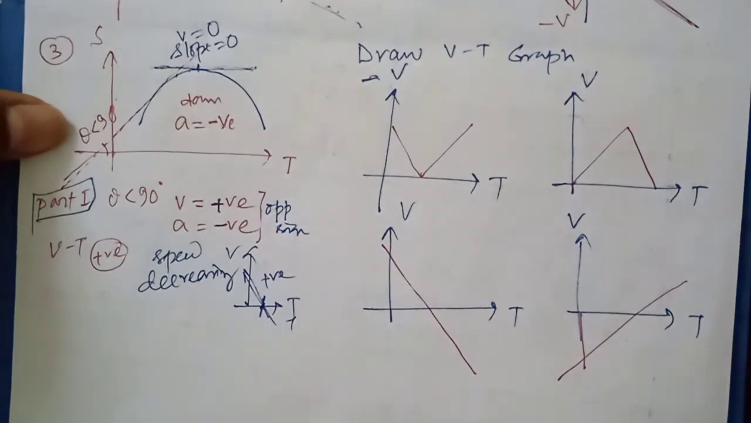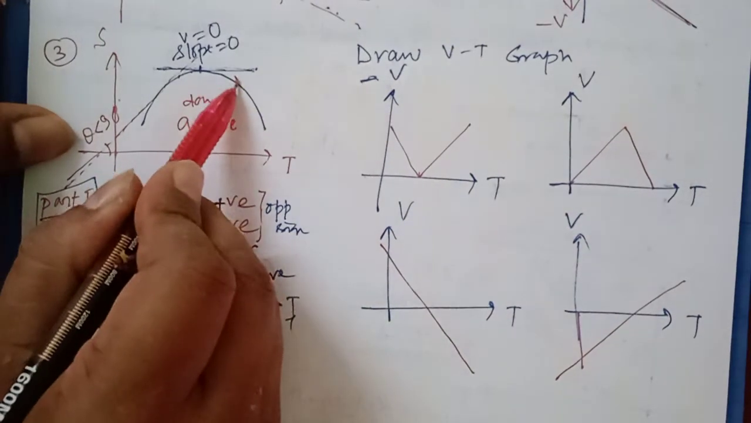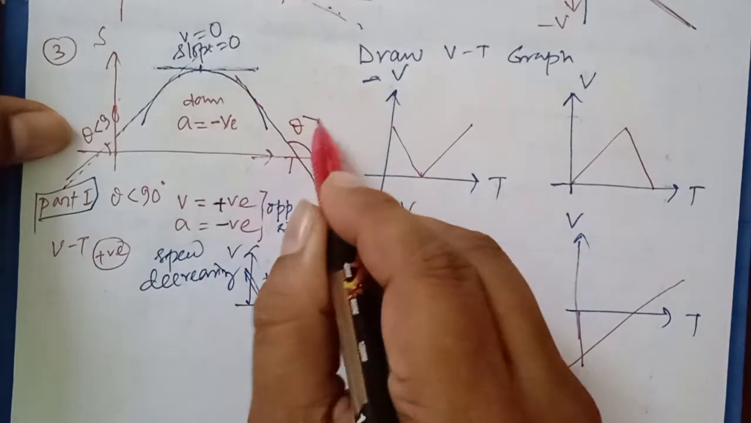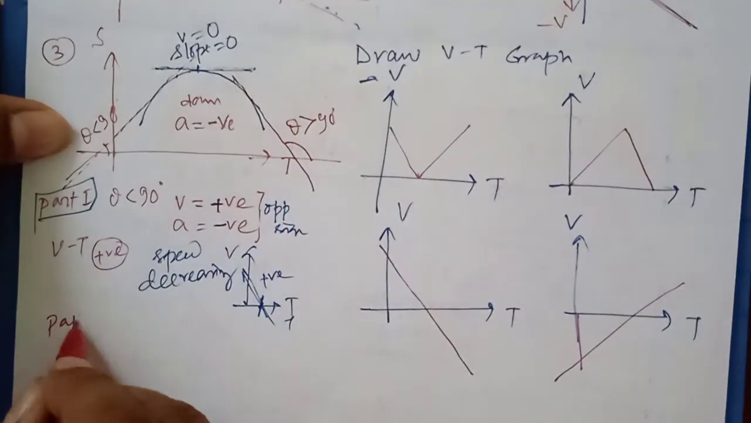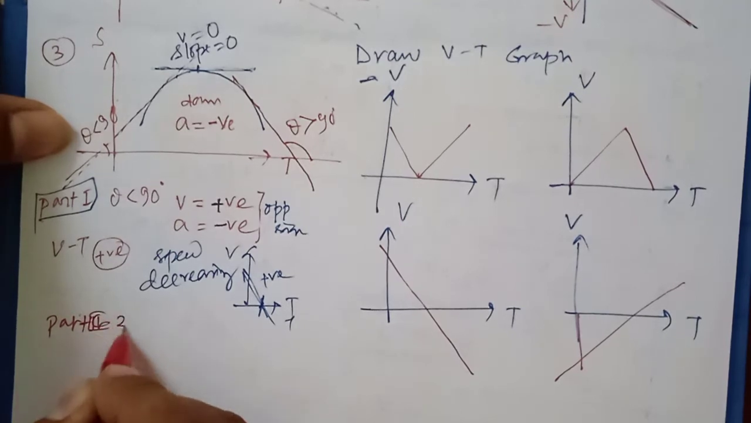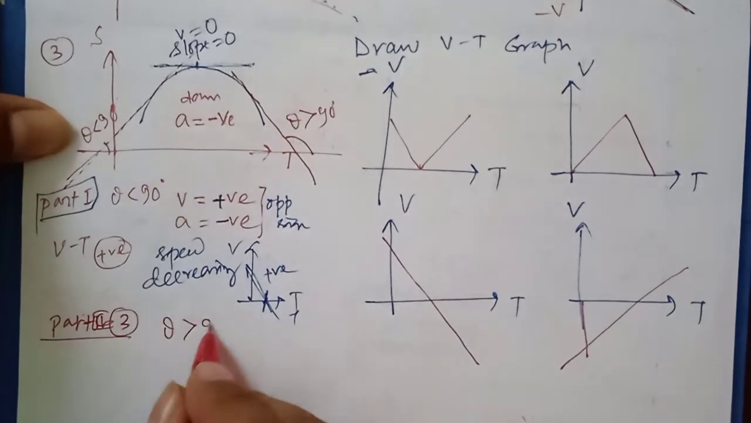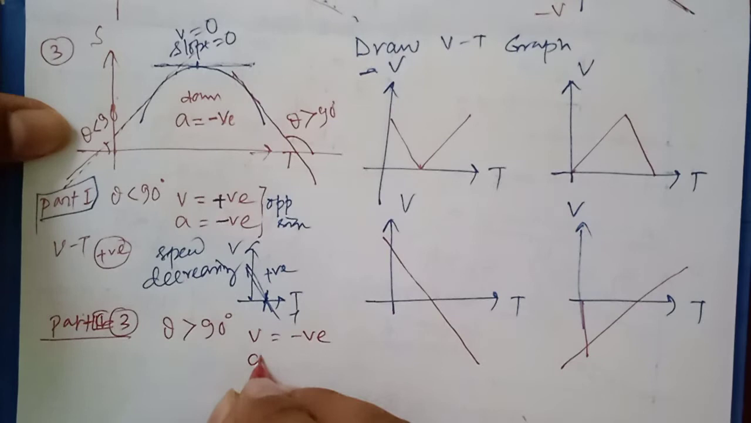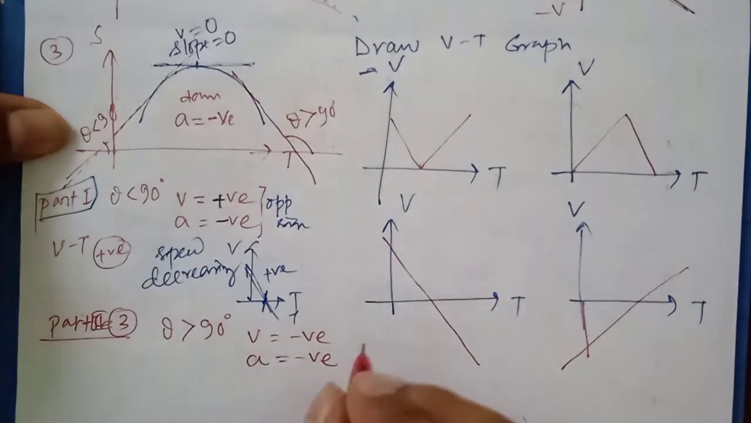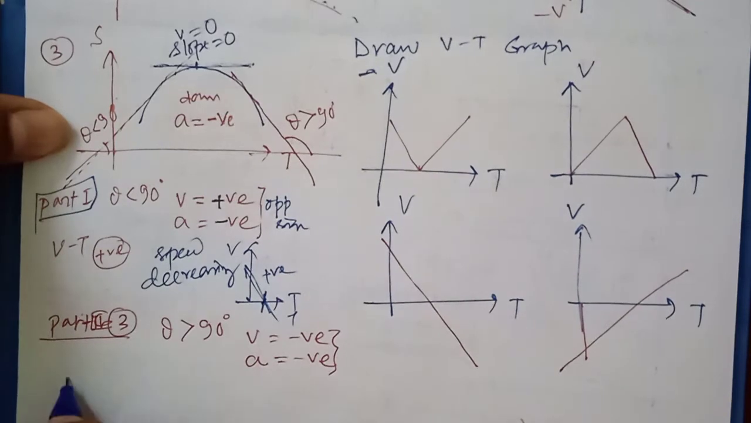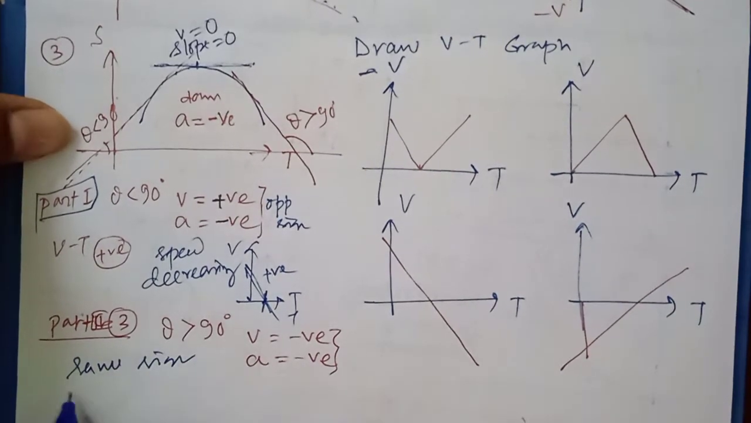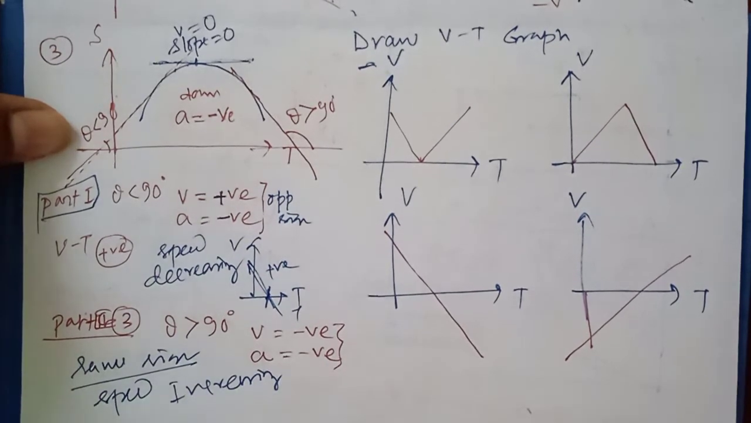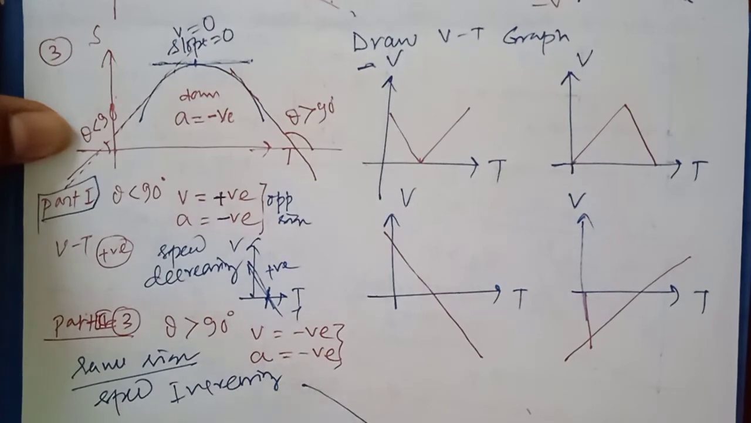Next, part 3. Again, you can draw the tangent, and that tangent with the x-axis is greater than 90. So in part 3, theta greater than 90 means velocity negative and acceleration negative. It means same sign. Same sign means speed increasing. Speed increasing means the graph slope is increasing.